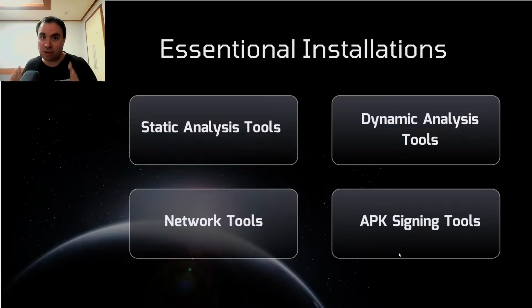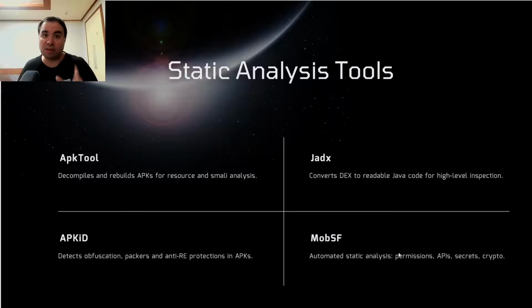Okay, let's go ahead. When we talk about the tools that you need for reverse engineering, we can divide those into 4 groups: static analysis tools, dynamic analysis tools, network tools, and APK signing tools. For the static analysis tools, those are the tools that you use to debug the application before running the application. So you can analyze the application, how it works, the structure of the application before running the application.